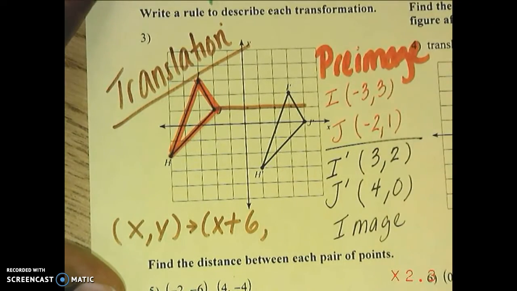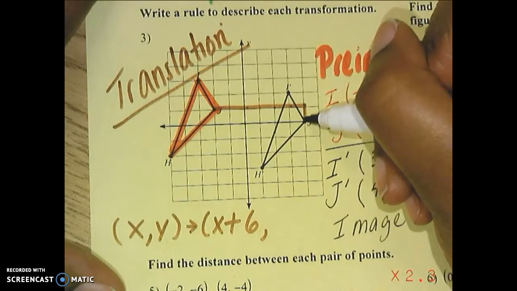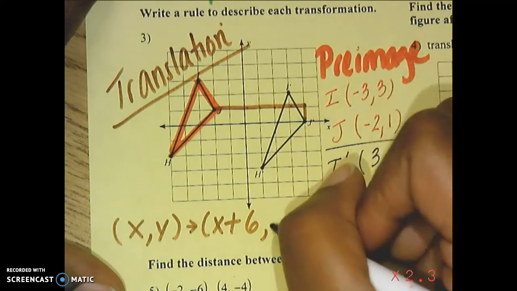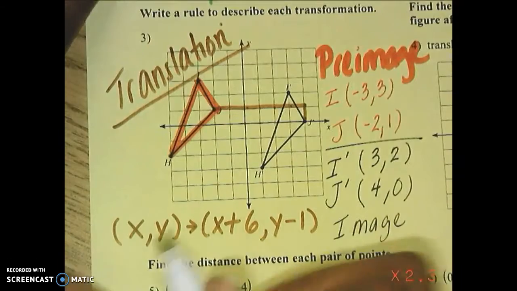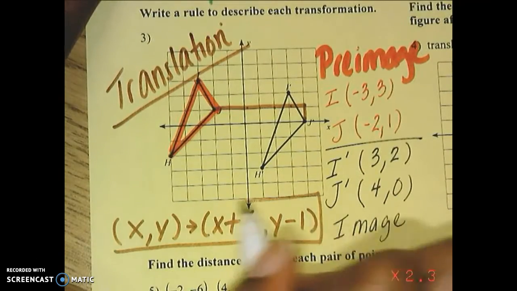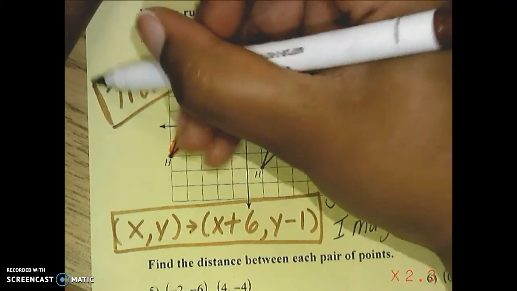Comma, for the Y values, I know I went down just the 1. And since we went down, minus 1. And that's going to be your translation rule for number 3.